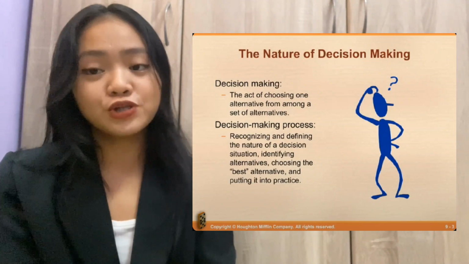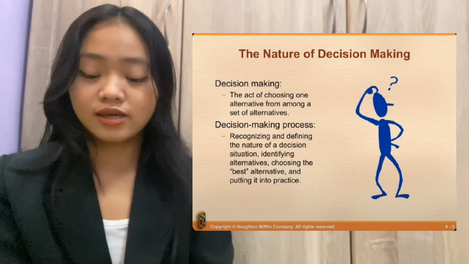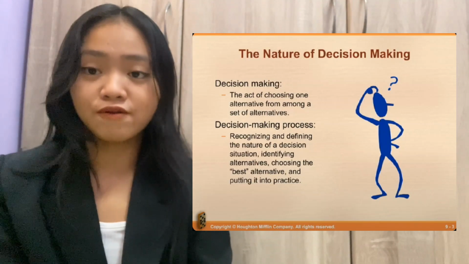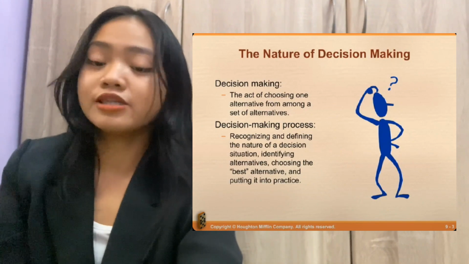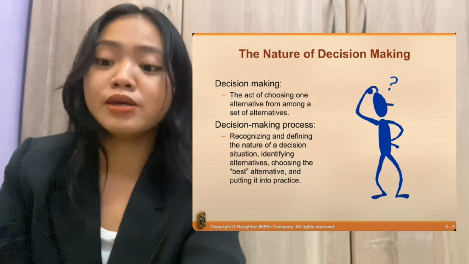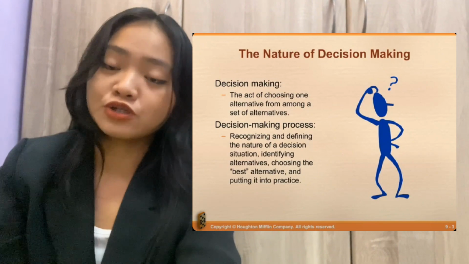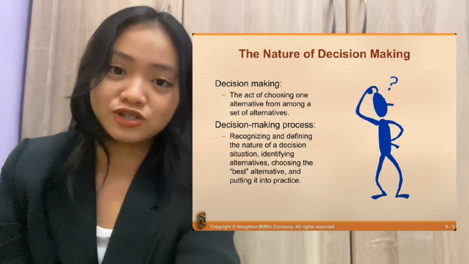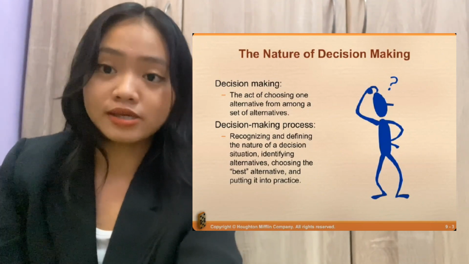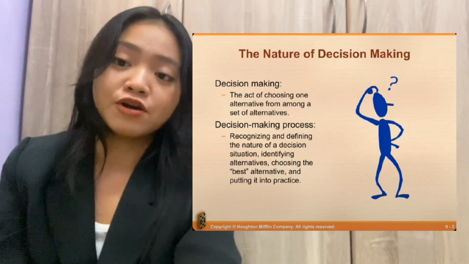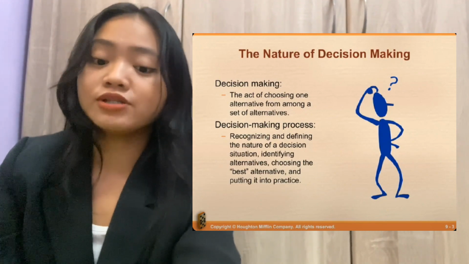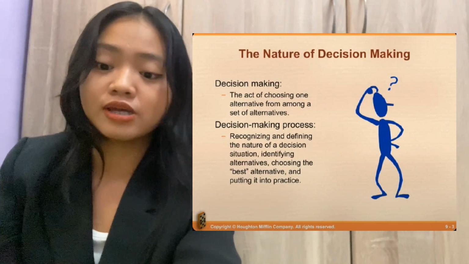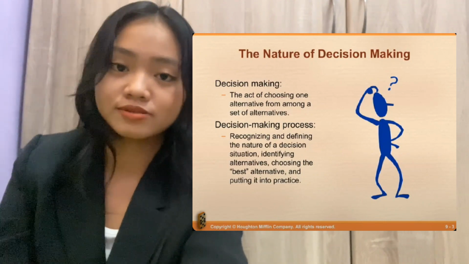So let's get started with the nature of decision making. The first one, we have decision making. It is the act of choosing one alternative from among a set of alternatives. This means that decision making is a process that can help you make more deliberate, thoughtful decisions by organizing relevant information. Also, decision making helps you in choosing between various options. Before making a decision, there is a need to gather available information and to weigh its pros and cons.